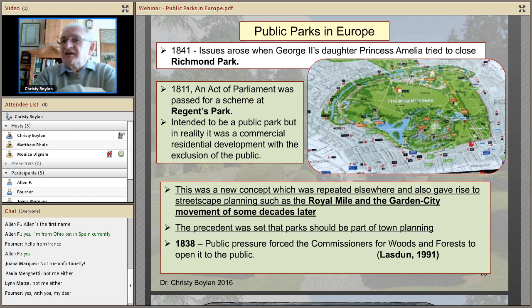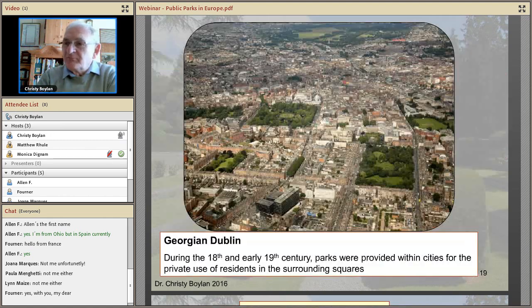So in 1811, there was an Act of Parliament passed for a scheme at Regent's Park. It was intended to be a public park, but in reality it was a commercial venture, residential development with the exclusion of the public. Now we have similar schemes today which operate with golf courses, where somebody gets a site to build a big golf course, and on the surrounds of it to build housing estates, and each of the people who buy a house there can have membership of the golf club.